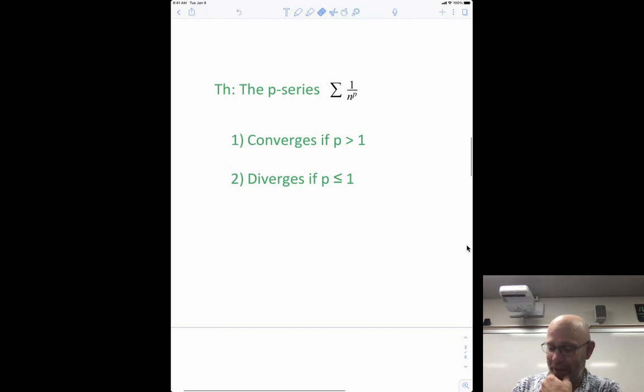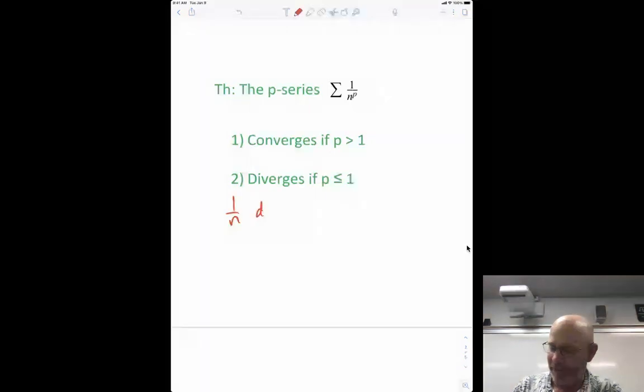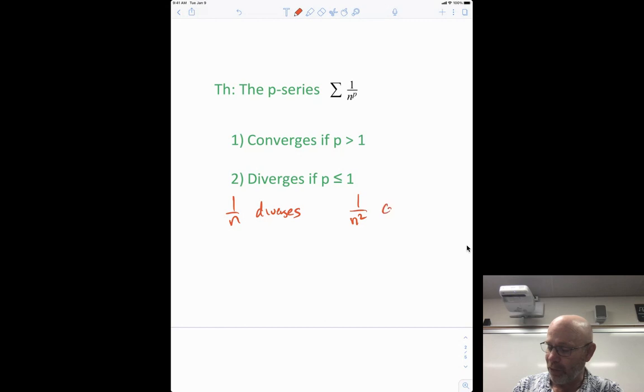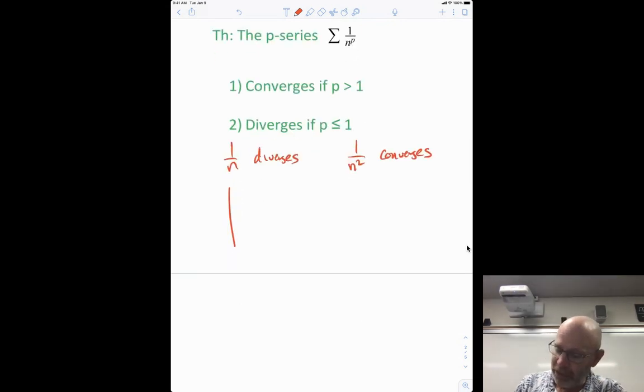Here's the way I think about this. You're going to see me do this one later, but we already know that 1 over n diverges. I'm going to show you later on that 1 over n squared actually converges. I've mentioned this before. It's just a P-series, right? You can see it right now. It's a P-series with P greater than 1, so it's going to converge, right?